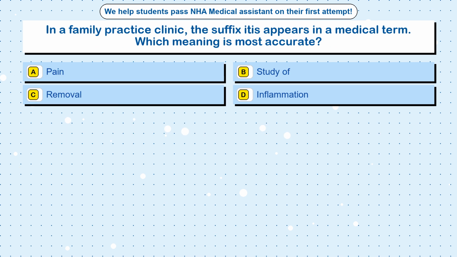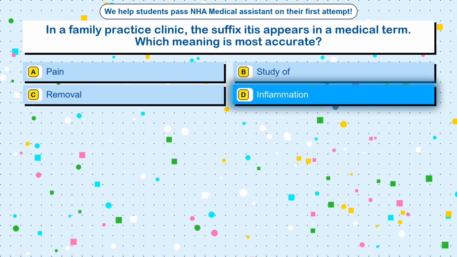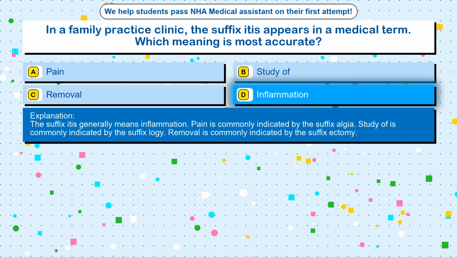Question 83. In a family practice clinic, the suffix itis appears in a medical term. Which meaning is most accurate? Option A. Pain. Option B. Study of. Option C. Removal. Option D. Inflammation. The correct answer is option D. Inflammation. The suffix itis generally means inflammation.